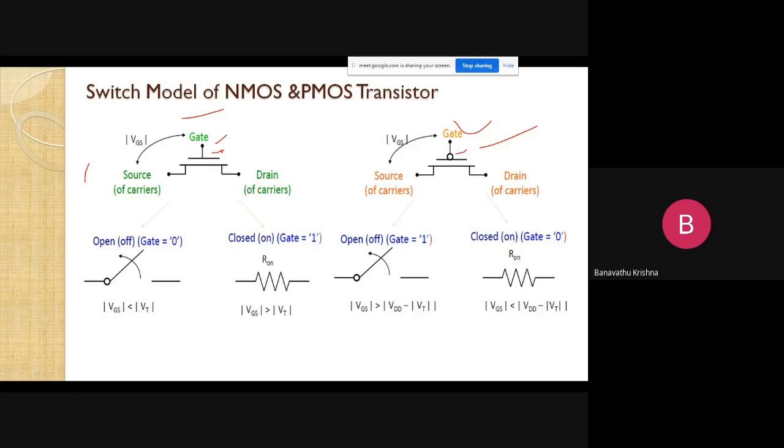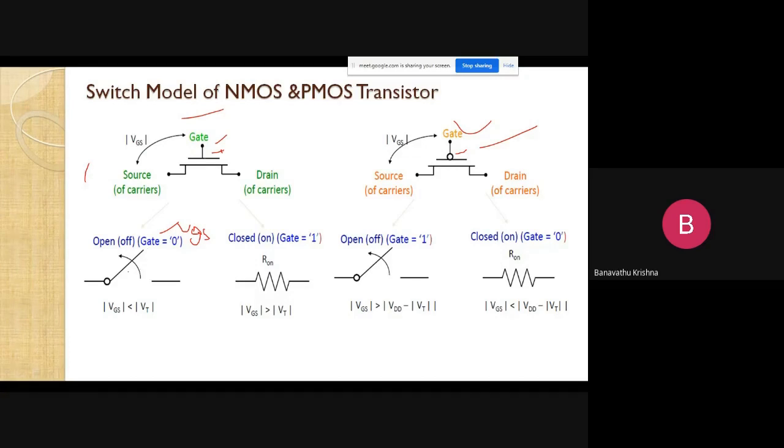VGS is nothing but the gate voltage with respect to source. VGS is nothing but the input voltage, that is Vin. Based on this input voltage, the device is going to be open circuit or closed circuit, off or on condition. Here the gate voltage is 0, that is the VGS case. Then the device is going to be off.